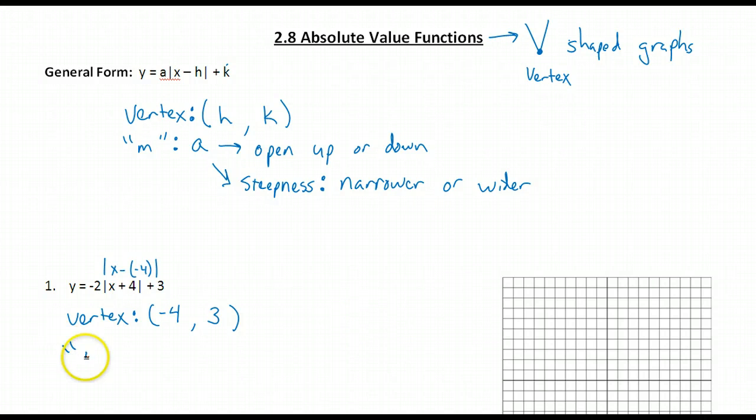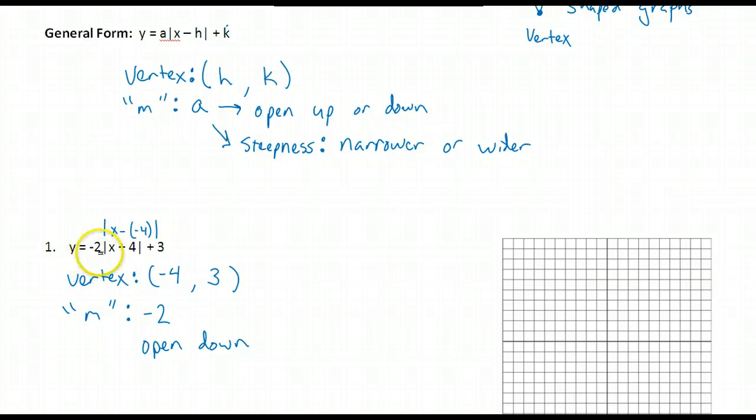Next, we need to identify our slope. In this case, our slope is negative 2. So negative 2 is negative, so our V is going to open down. And negative 2 has a steepness that is more than 1. So our V is going to open narrow.